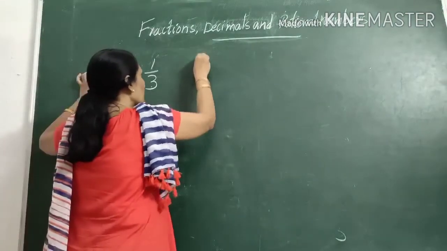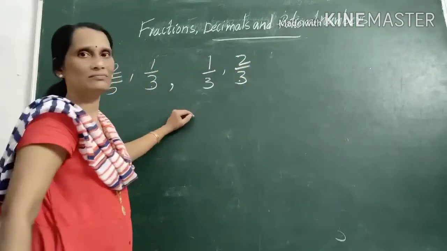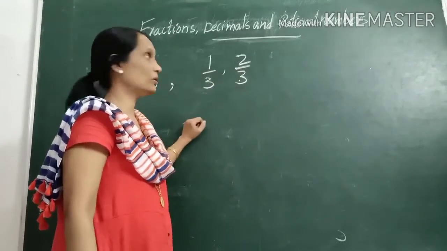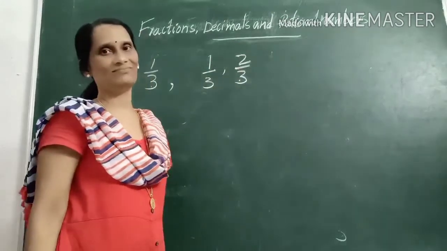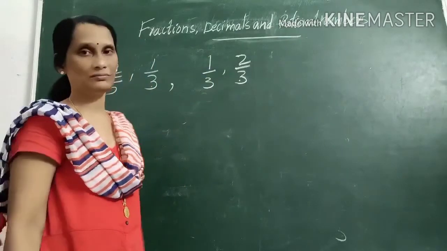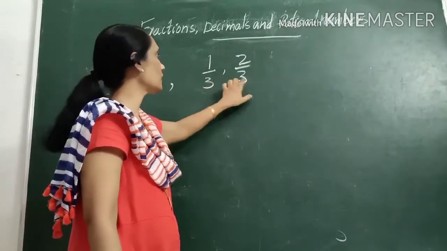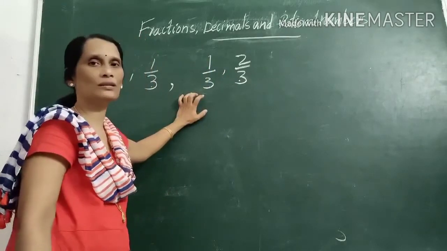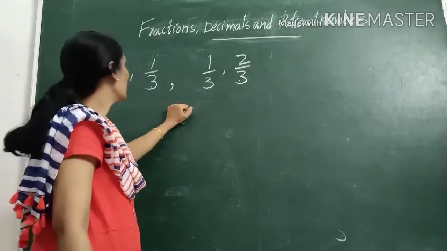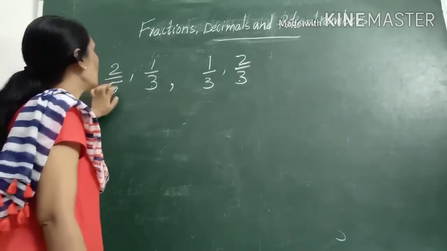If I ask you 1 by 3 and 2 by 3, which is bigger? Very simple, you will say that 2 by 3 is bigger, because 2 by 3 means 2 parts out of 3, 2 parts from a whole, and 1 by 3 means 1 part from a whole. So when the denominators are equal, we can say which fraction is smaller and which is bigger. Here 2 by 3 is bigger. But in this case, can you say which is bigger? We cannot say because the denominators are not the same.